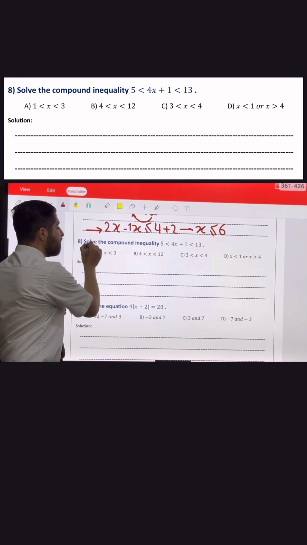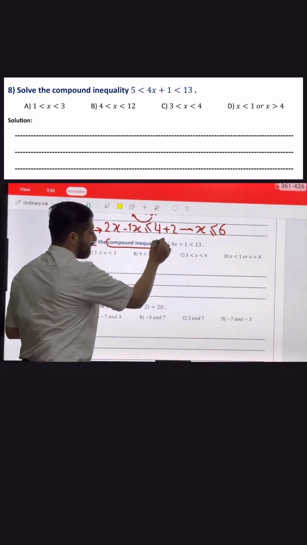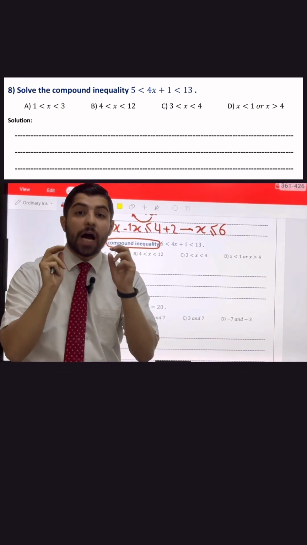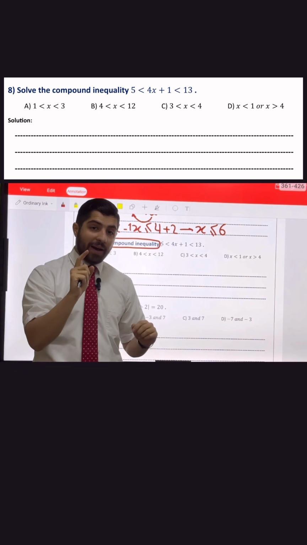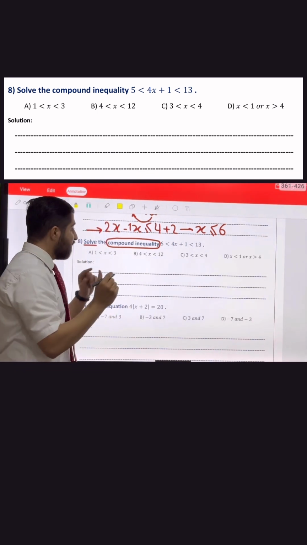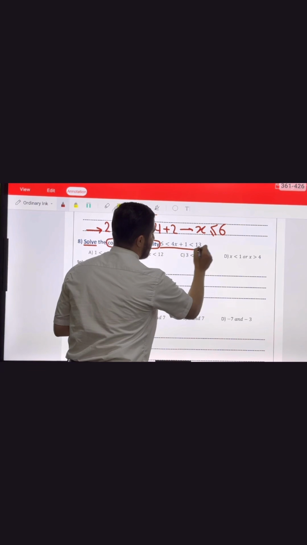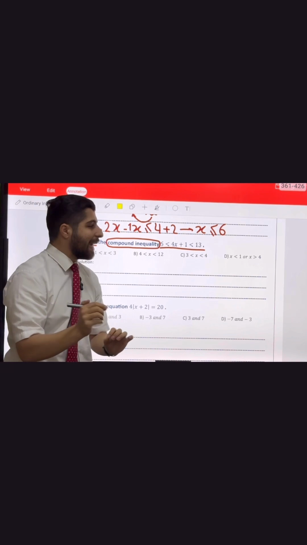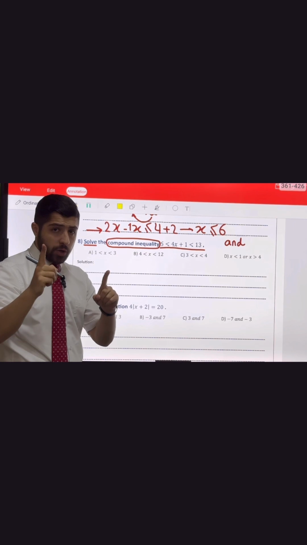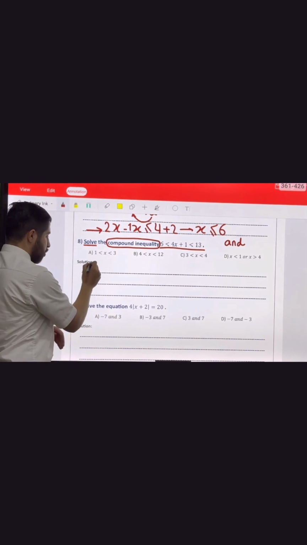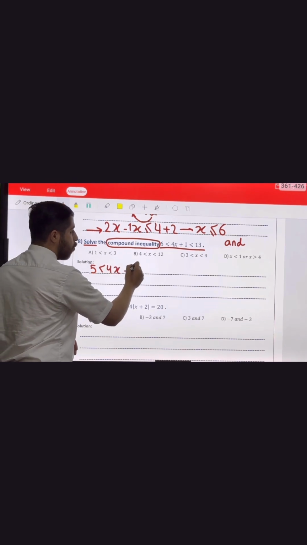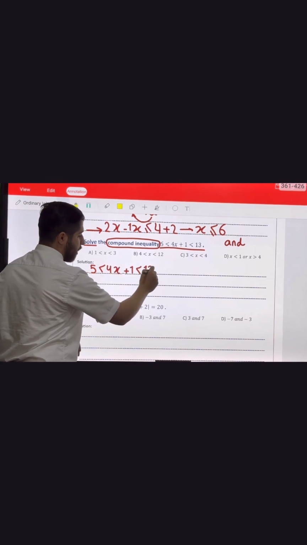It says solve the compound inequality. When you see the word compound, it means two inequalities are joined together, okay? So you have to figure out what's between them. If you have an inequality like that, it means two inequalities are joined by the word and. So they use and for joining them, okay? So what I'm going to do, I'm going to rewrite the question again. You write 5 less than 4x plus 1 less than 13, okay?